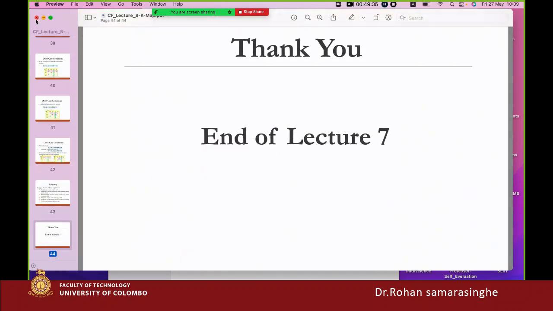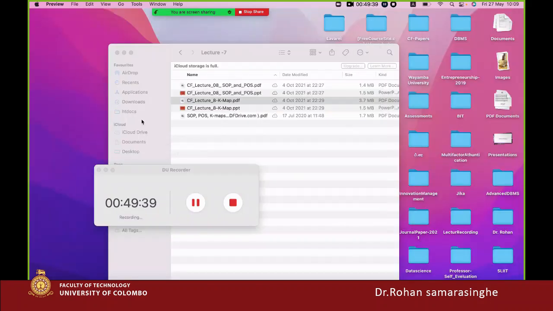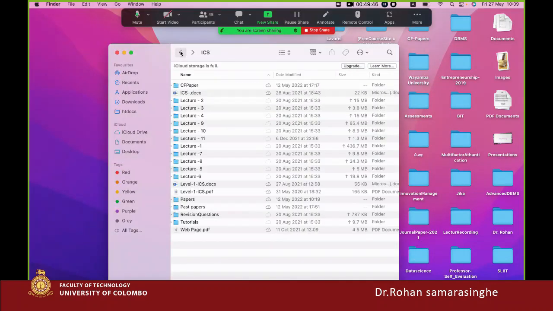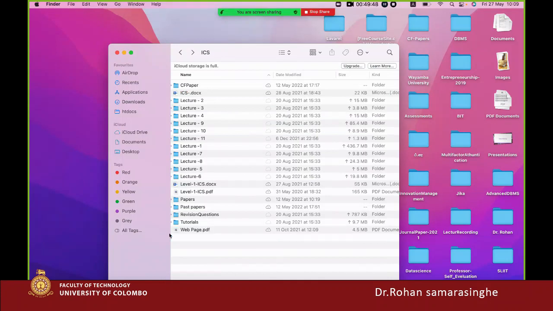So that's all for the logic circuits and the K-map. So let's see some exam questions related to this, revision questions.